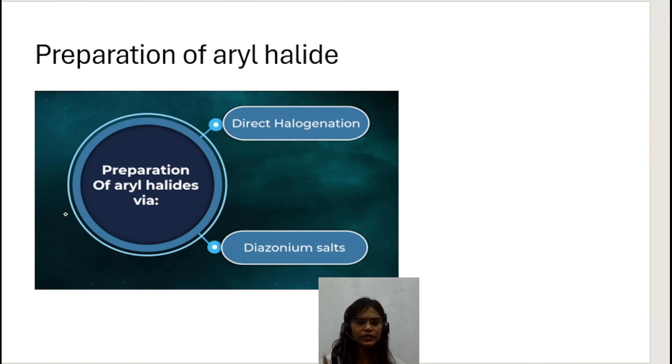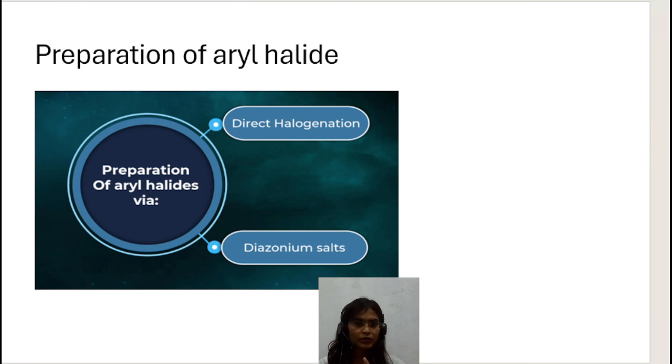In the previous class we discussed the mechanism, where there's a formation of cyclohaloneum ion and then a simple Markovnikov addition of bromine. Every point we already covered, right? And now this is all for the preparation of haloalkanes. Now let's talk about the preparation of aryl halide, or you can say haloarenes.